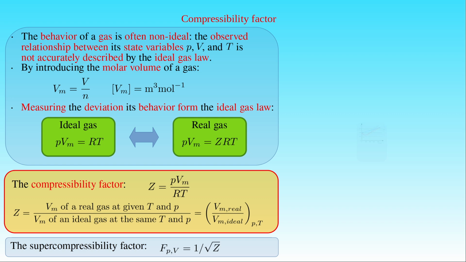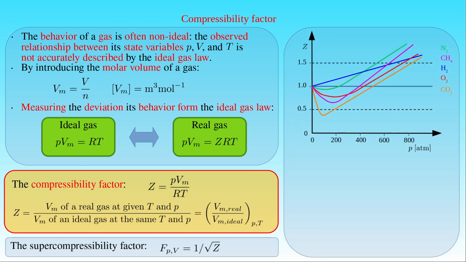Here we show the compressibility factor of a given amount of gas measured at a given temperature for hydrogen, oxygen, carbon dioxide and methane as a function of gas pressure. By definition, the compressibility factor is equal to 1 for an ideal gas, and as the diagram shows, Z tends to 1 at low pressures for all the types of gases.